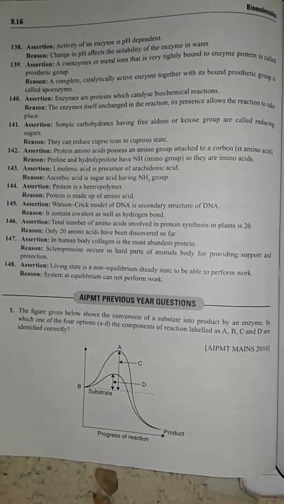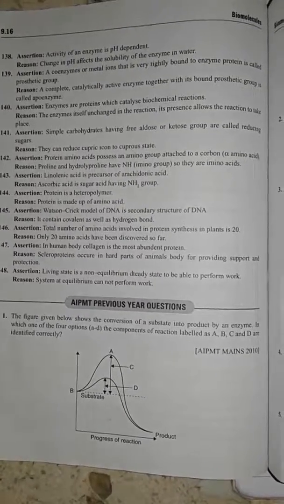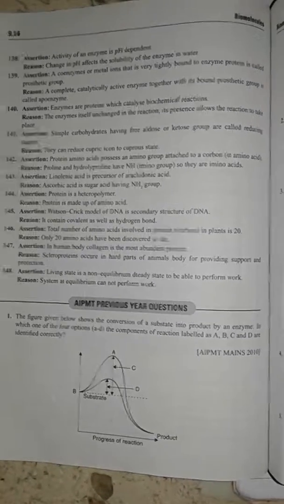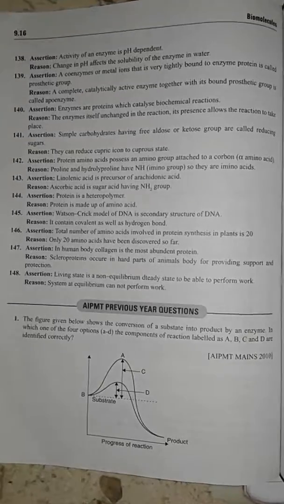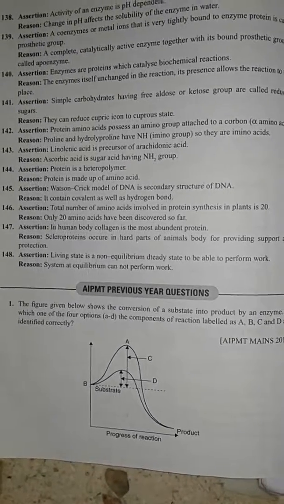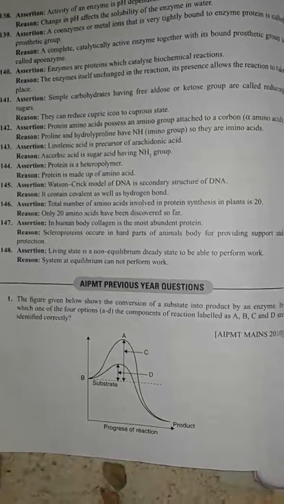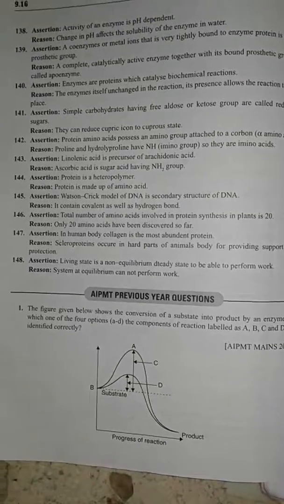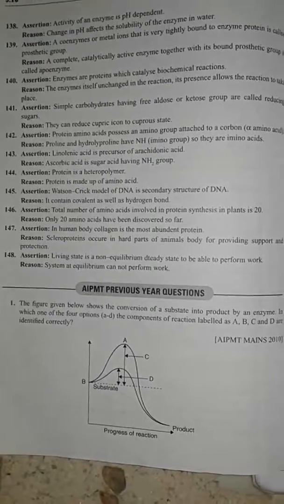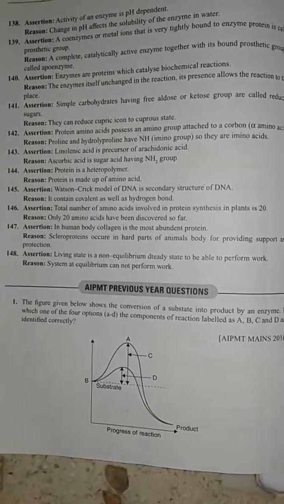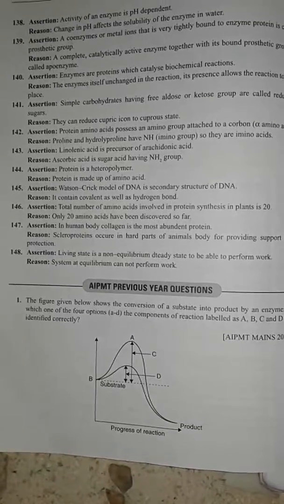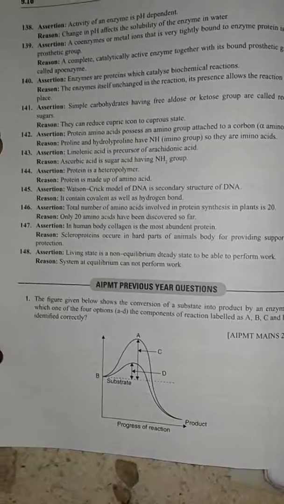Next, protein amino acids possess an amino group attached to the alpha carbon, that is alpha amino acid, and proline and hydroxyproline have NH amino groups, so that they are amino acids. So here both are correct also, but the reason is not the correct explanation, hence the answer is B here. Then linolenic acid is the precursor of arachidonic acid, and ascorbic acid is the sugar acid having NH2 group.